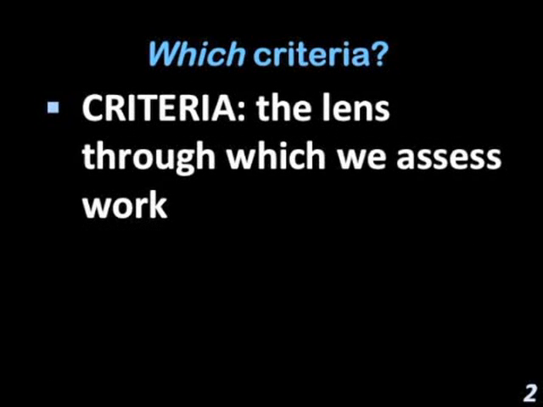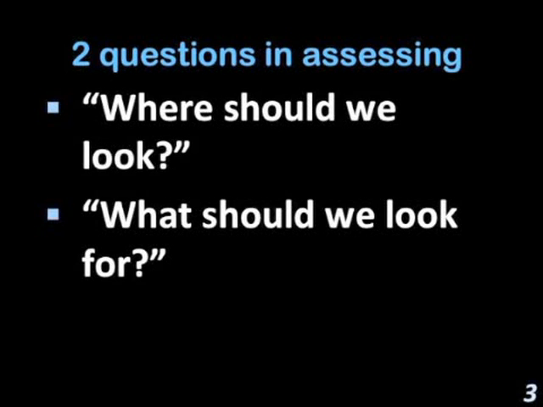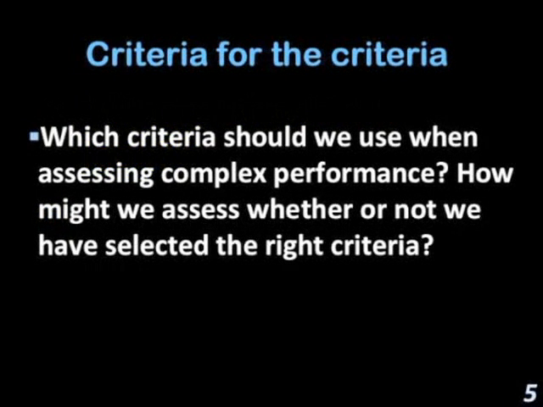In this part, we look more closely at criteria. Remember the two-question test. Where should we look, and what should we look for? Well, the criteria answer the question of where should we look. In other words, what parts of performance matter most? But you can't just pick any old criteria. There are criteria for the criteria. So let's think about the criteria that make the most sense if we want valid rubrics.